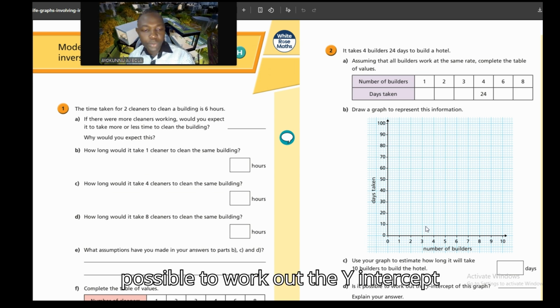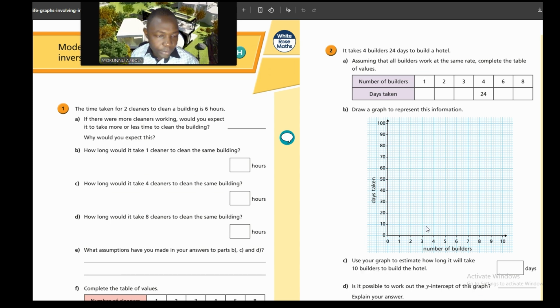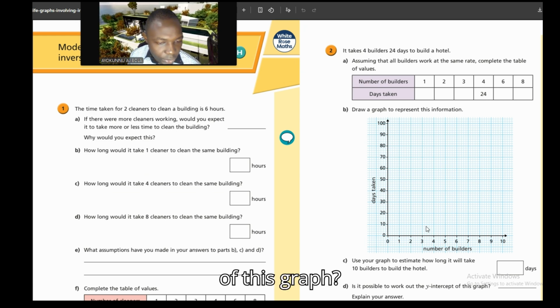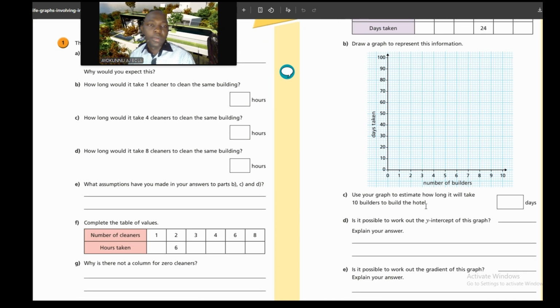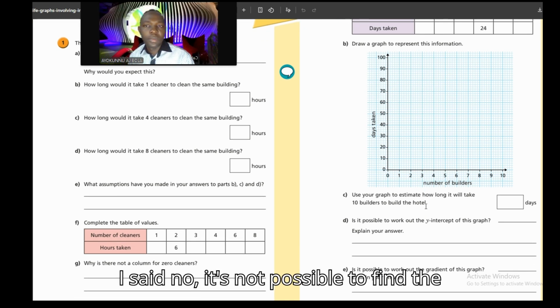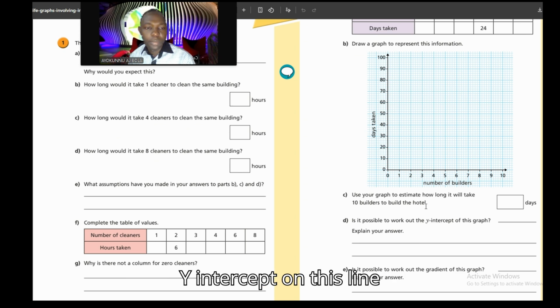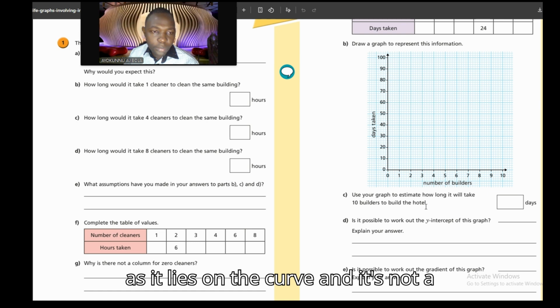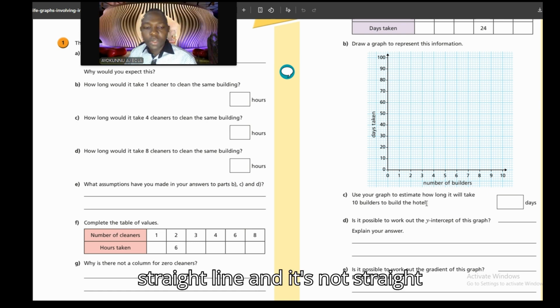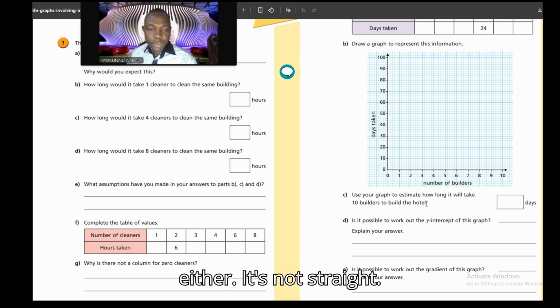Is it possible to work out the y-intercept of this graph? I said no. It's not possible to find the y-intercept of this line, as it lies on a curve and it's not a straight line. It is not straight.